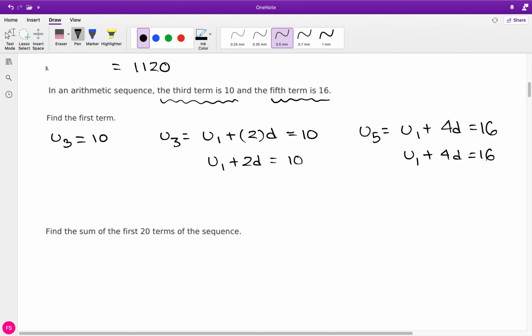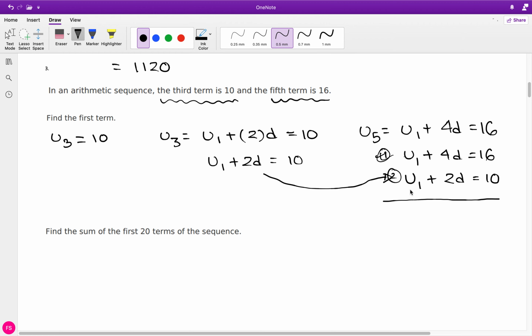Now when you have two equations like this, you need to use simultaneous equations to get rid of one of the variables. Because this is bigger, I have 4d, I will keep it there, and I will move this one over there to subtract it. This will give me u1 plus 2d equals 10. Let me just eliminate u1. Okay, now I'm just going to subtract. This is my first equation, this is the second one.